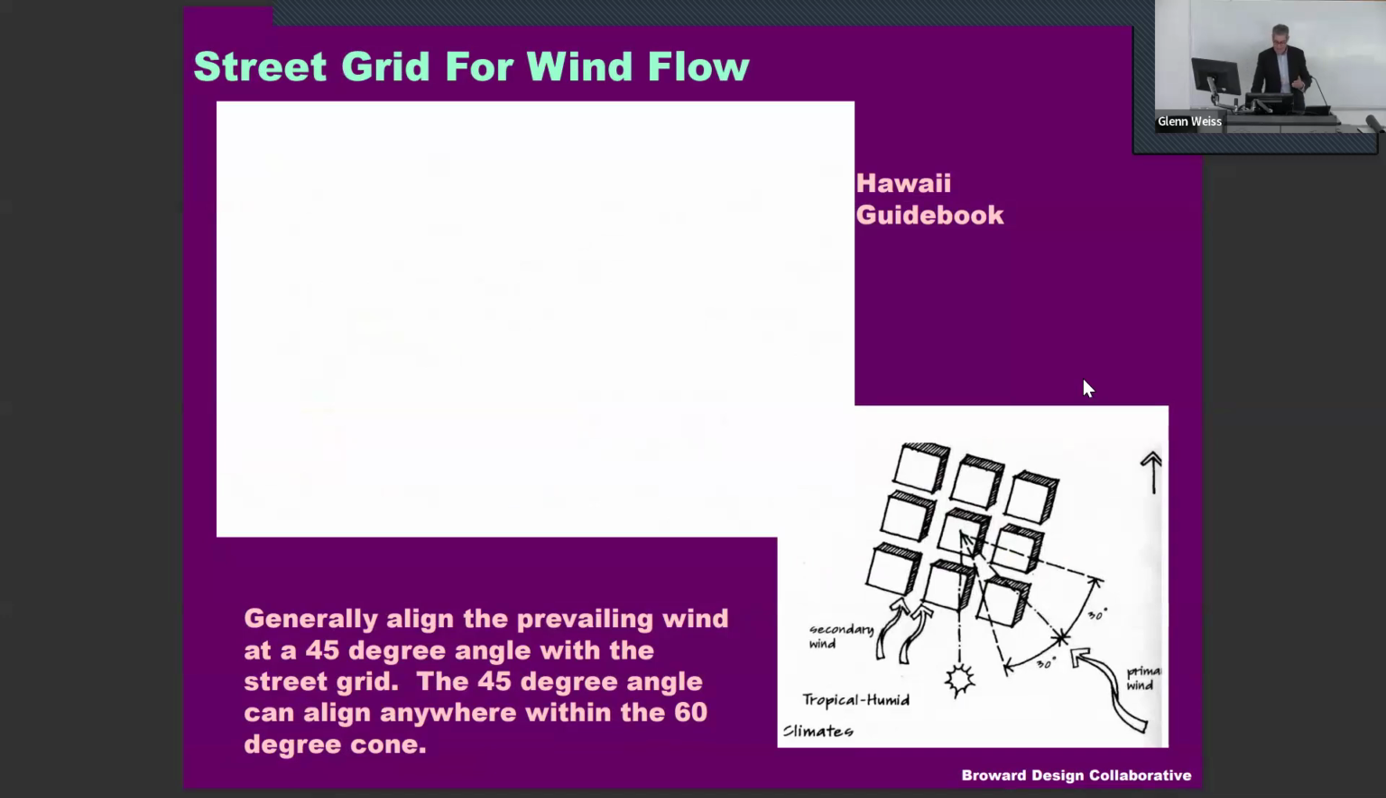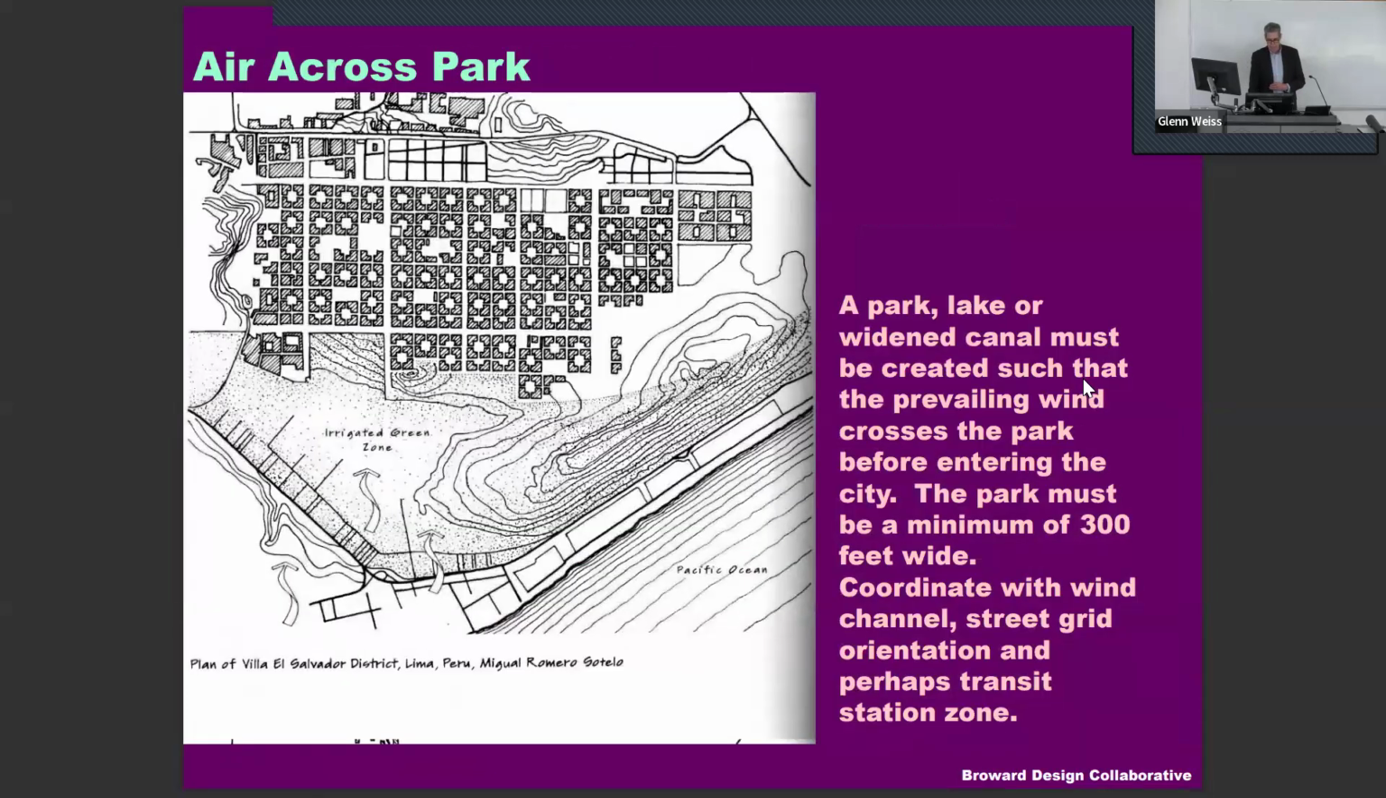The Hawaiian guidebook also showed coming on the diagonal. So this is the same thing on the diagonal, seems to work best as a general plan. In this case, whenever you can, and thinking about that, how do you get the air that's coming into an urban environment to cross either water or a park, because it reduces the temperature of that air as it comes into the city?